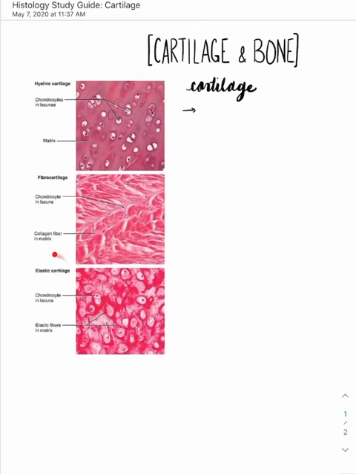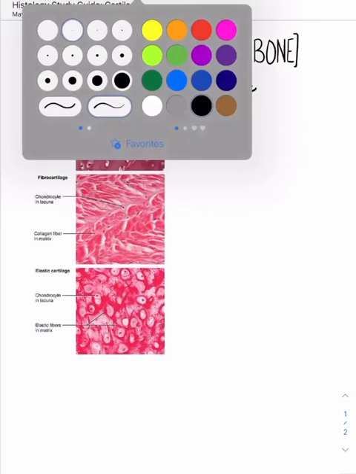This one's just going to be on cartilage. We're looking at 3 different kinds of cartilage: hyaline cartilage, fibrocartilage, and elastic cartilage. Those are the 3 types of cartilage we're going to be looking at.